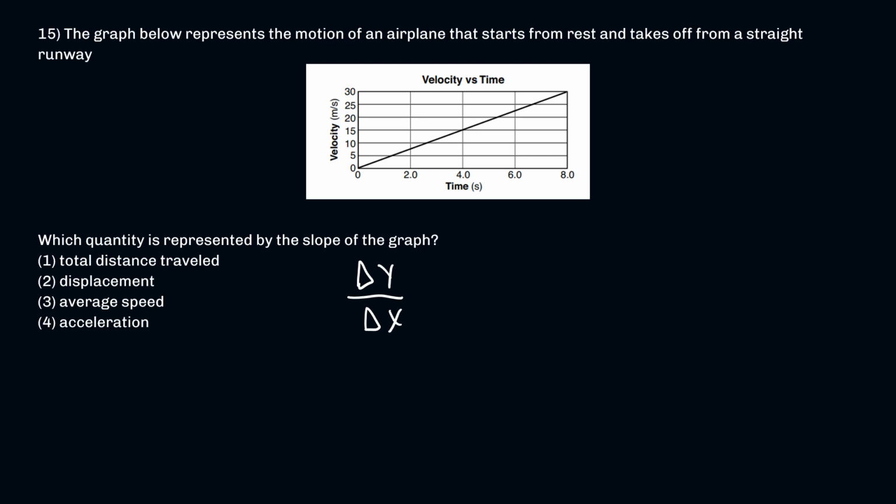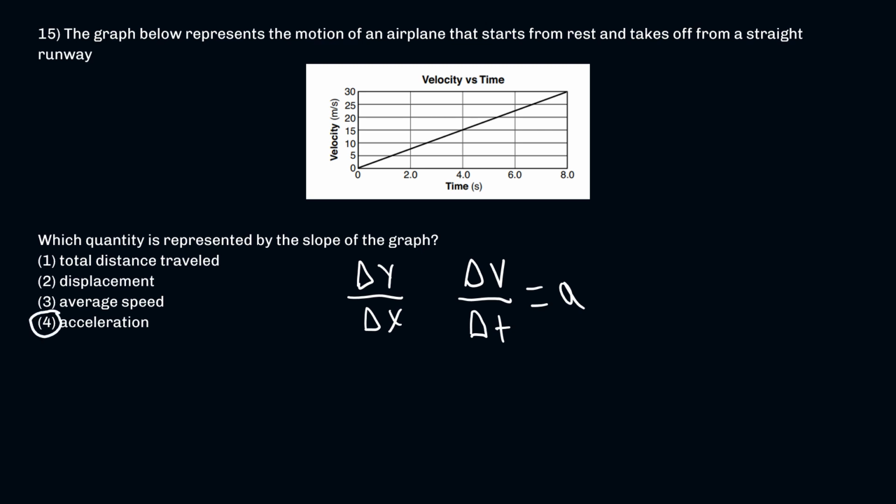So the slope here, change in y over change in x. My y-axis is giving me velocity, so that is change in velocity over change in time. V over t, if you look at the reference table, is acceleration. The change in velocity over change in time is my acceleration. So the slope of a velocity versus time graph, or the derivative of velocity with respect to time, is my acceleration. That is going to be answer choice 4.